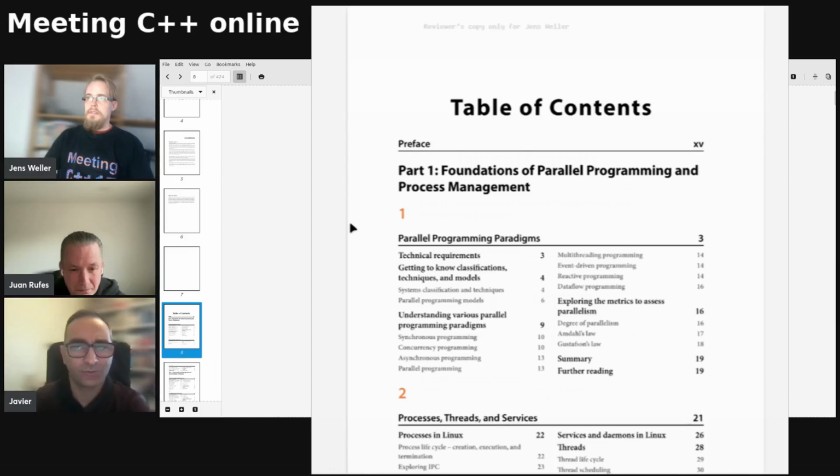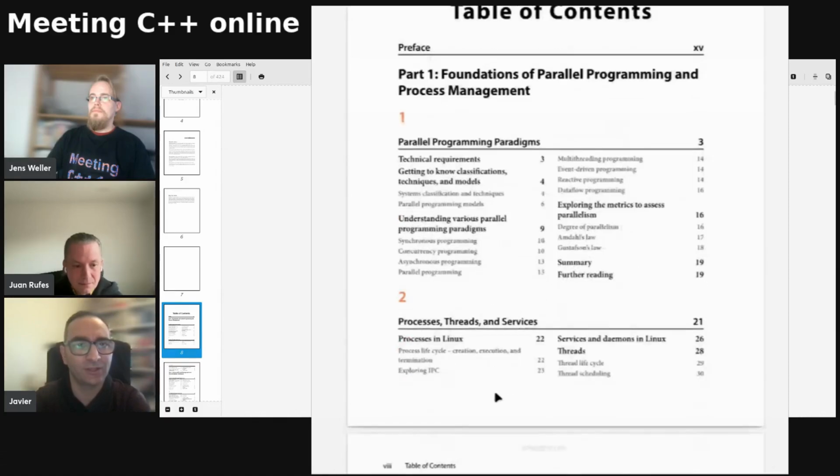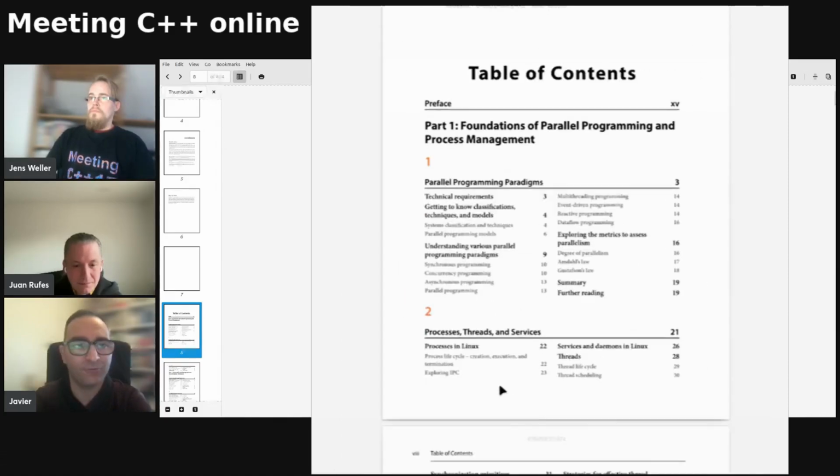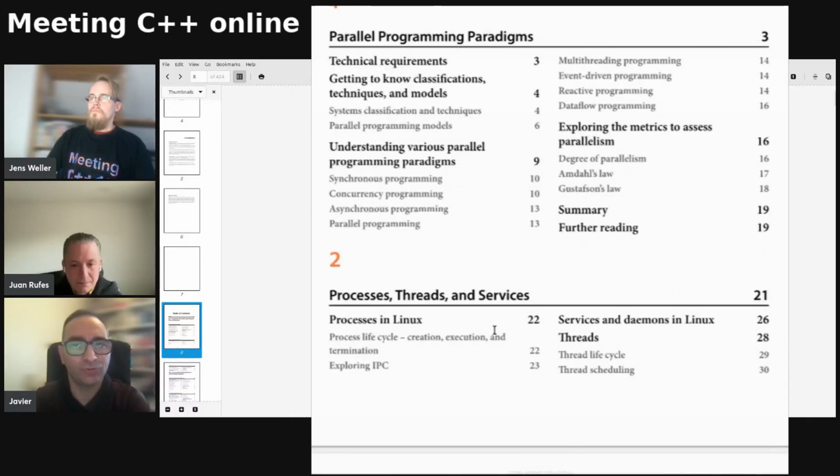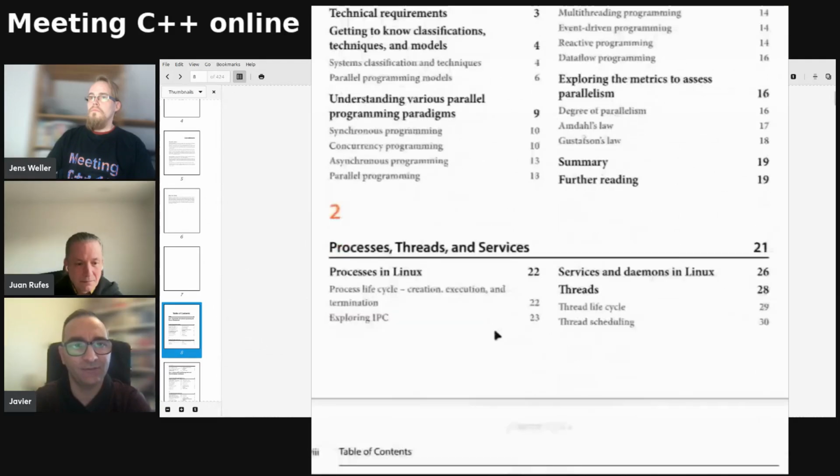So the first part is about the fundamentals, to try to introduce the reader to the different parallel paradigms that you can create when building a system, and also going a bit more into detail on how the processes, threads and services relate to each other. From there, we move to part 2, where we start digging into the different libraries and functions that we have in C++ for multi-threading.